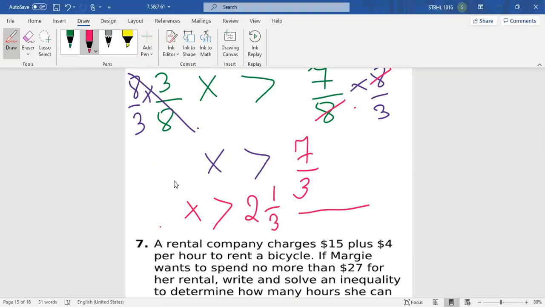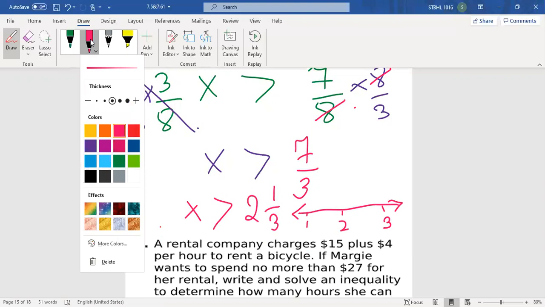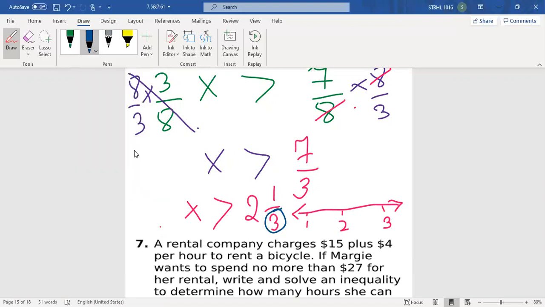Now to represent it graphically, draw a number line. Here 1, here 2, 3. I have 2 and 1 over 3. So in this case, divide the interval from 2 to 3 into 3 increments: 1, 2, and 3, right? And all of you know that any number over itself is going to be 1. So 3 divided by 3 is 1. So here this is 1 over 3, 2 over 3, 3 over 3, which means 1. So I have 2 and 1 over 3.